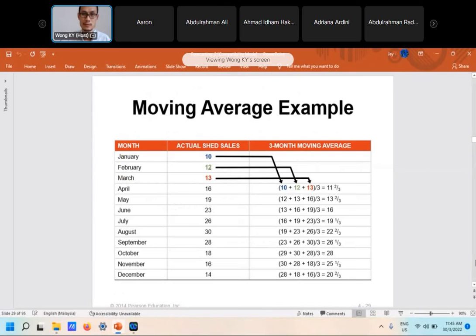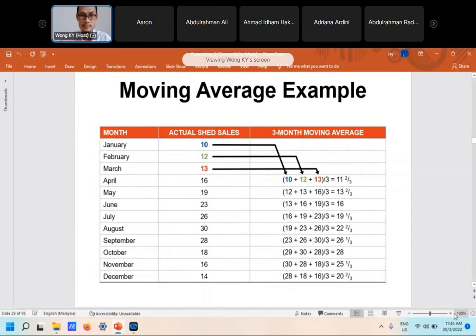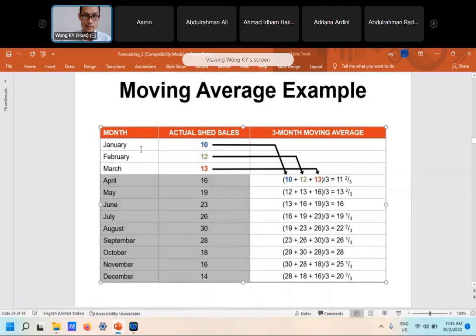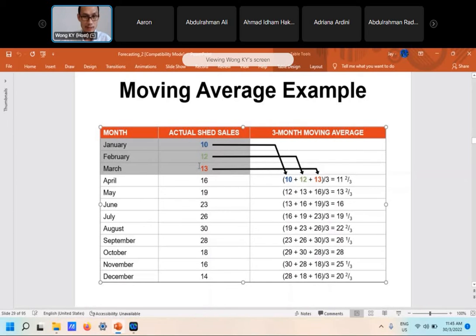Okay, let's look at one simple example of how we apply the moving average. Forget about all these values first. Let's say you're given the actual sales data, the actual demand. I already said demand equals sales. Let's say you're given the actual sales for January, February, and March. In January, the sales is 10 units. In February, the actual sales is 12 units. In March, the demand is 13 units. So these are actuals. They have really happened.